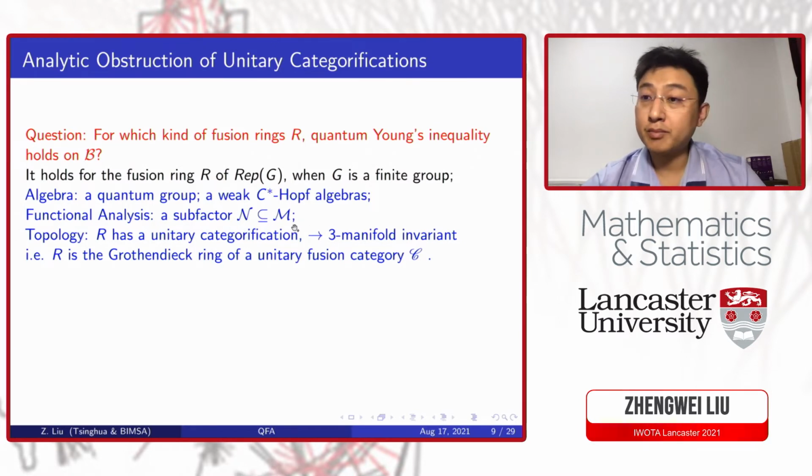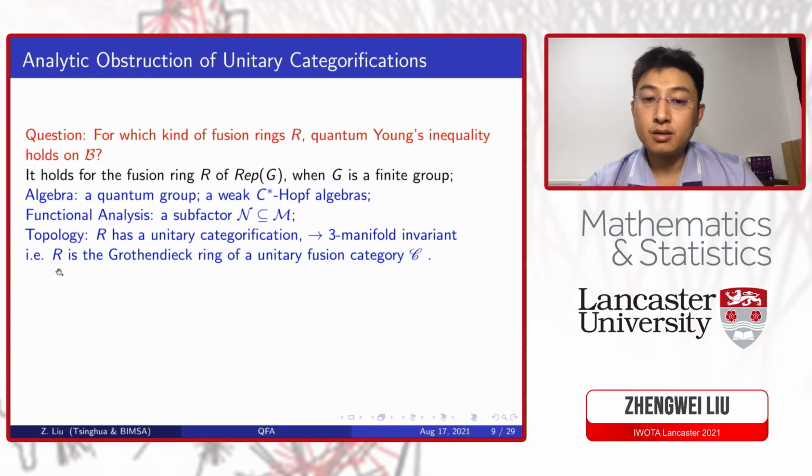And we'll talk about later what we mean by a subfactor. This is an infinite dimensional structure that provides quantum symmetries. And the third way is from looking at the quantum symmetry from a topological point of view. So if the fusion ring R has a unitary categorification, in other words, that gives a Reshetikhin-Turaev 3-manifold invariant.